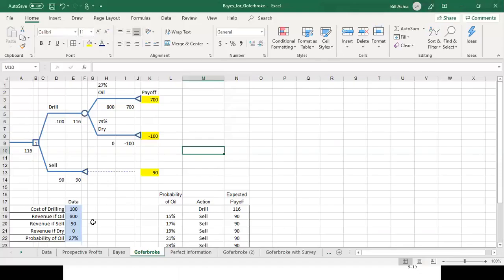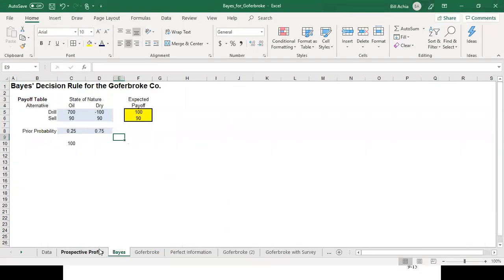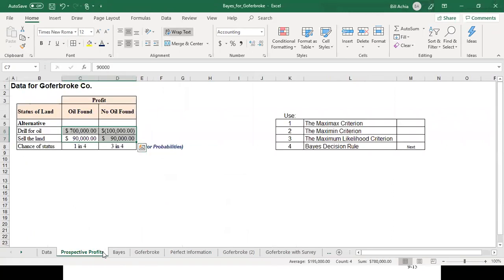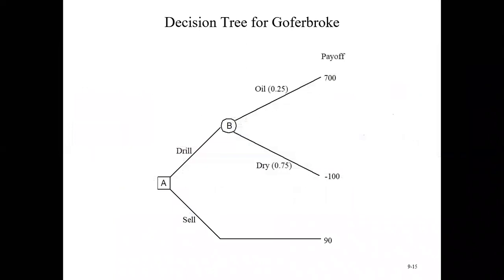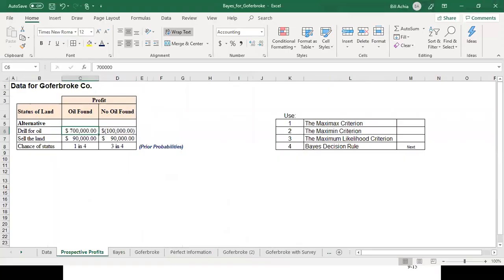If we go back to what we have here, basically what we did is we've taken what we have on this table here and thrown it into our decision tree. Okay. So the first decision that we had to make was whether to drill, which is what we have in our first row, or whether to sell. Okay. So we make that decision.